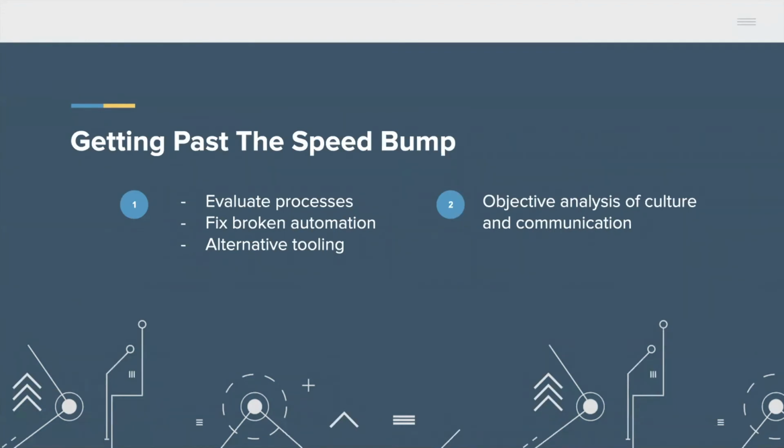But that's the second part of getting over the DevOps speed bump. It's a little bit harder to quantify. This is where I find for clients sometimes getting an outside perspective on their communication and their culture can help a lot. So that's something you may consider: bringing someone in who specializes in identifying the issues with culture and communication within an organization, and someone that's able to then lay those out in a coherent manner and help develop a plan for improving them.